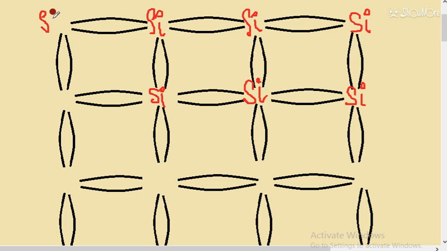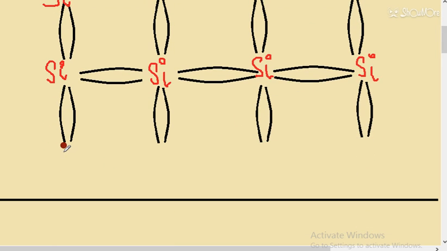Intrinsic means all the atoms are of the same type. That means all are silicon or all are germanium. Here you can see all the atoms are silicon. So this is called intrinsic. Intrinsic means by itself, there is no impurity in it. Here you can see all the atoms are silicon, and this is also silicon. So you can complete this diagram.